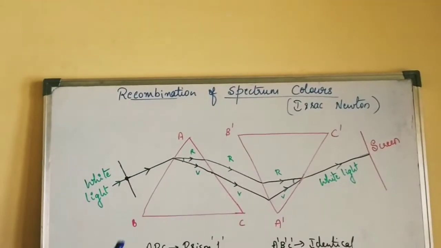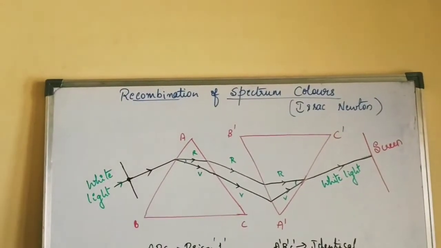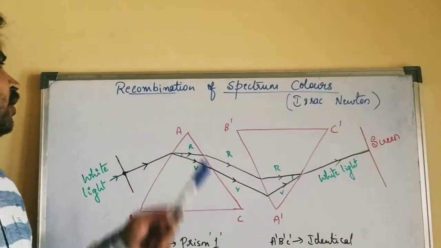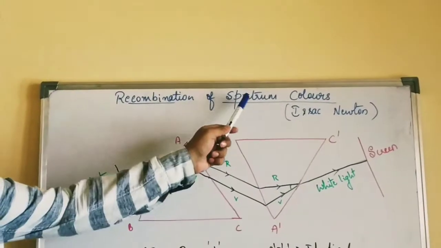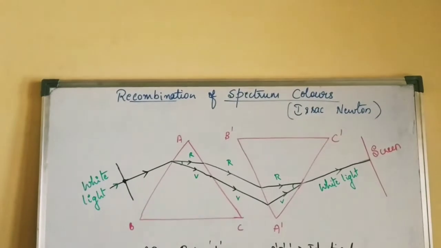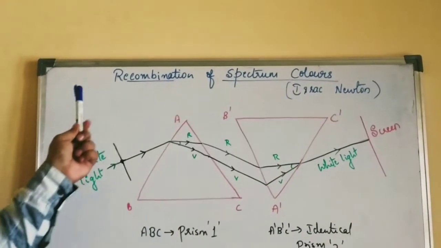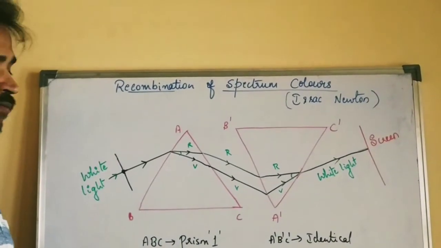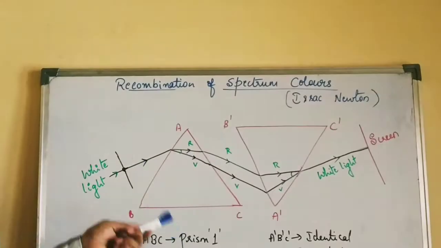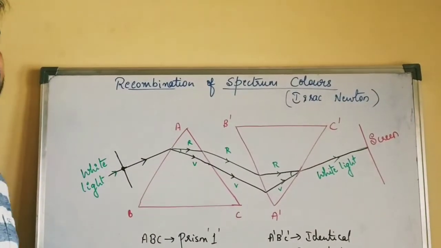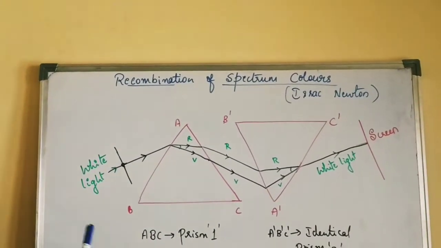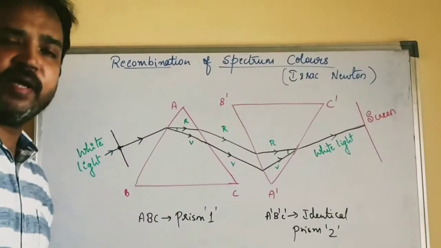The next concept is recombination of spectrum colors. Till now we know what a spectrum is and how it is obtained. Now, what happens when we recombine the spectrum? Upon recombining the spectrum, what exactly is the resultant color? This experiment was conducted by Isaac Newton.